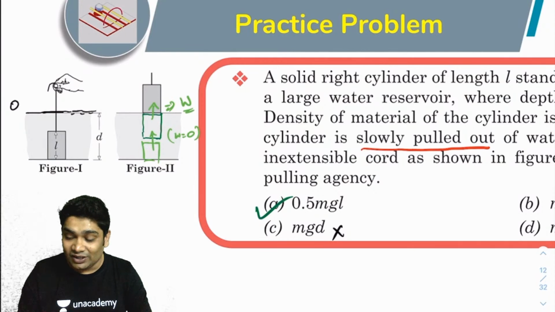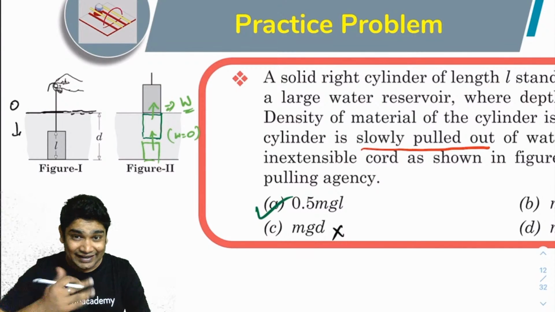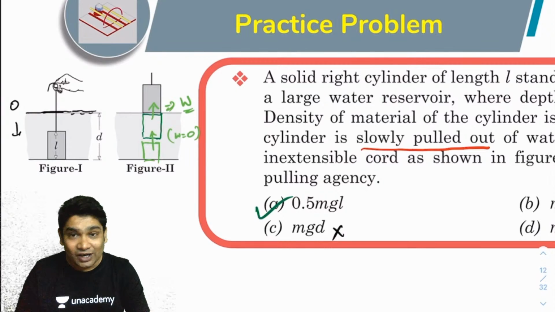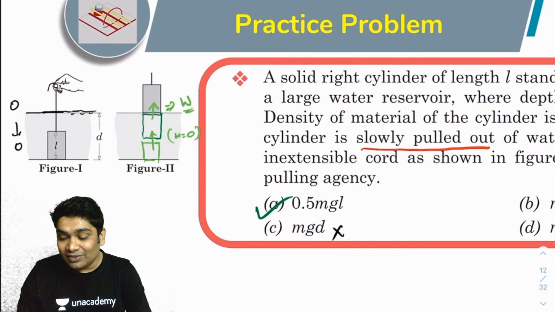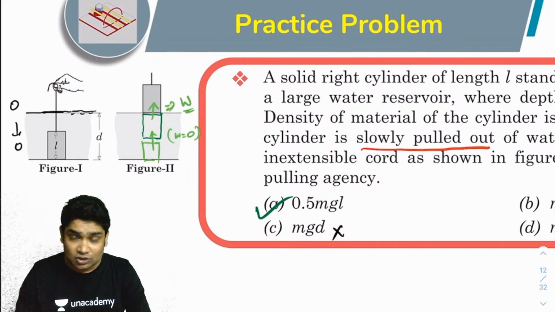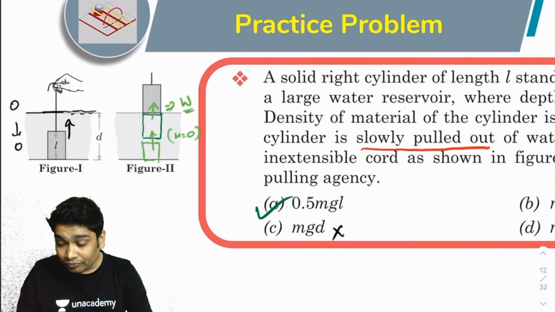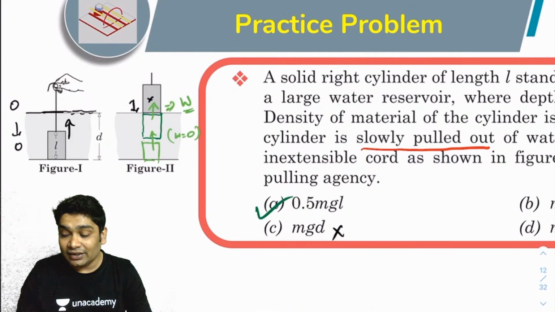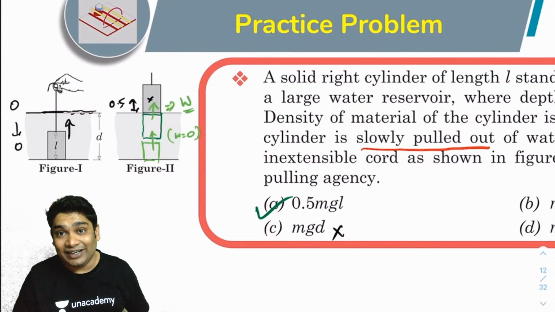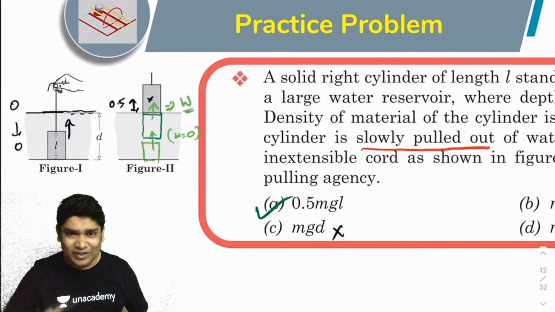Because beyond this point, the force of gravity is getting nullified all the time by the buoyant force, right? So beyond this point, the potential energy will be zero at all points. From here to here, there is no change in potential energy. When this completely comes out, then the potential energy of the system becomes 0.5 mgl, and that is the work that would have been done by the external agent. So there are two ways of solving this.